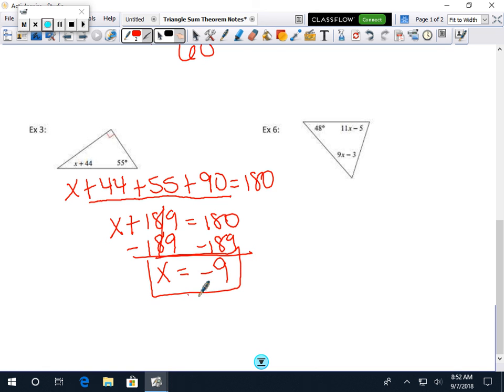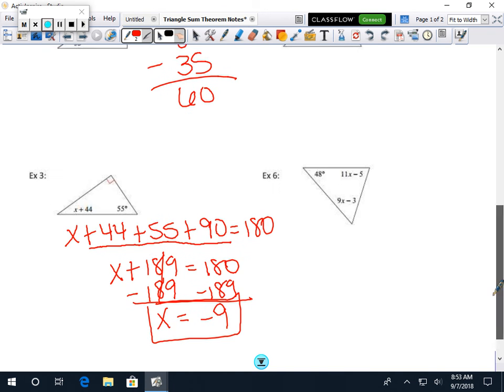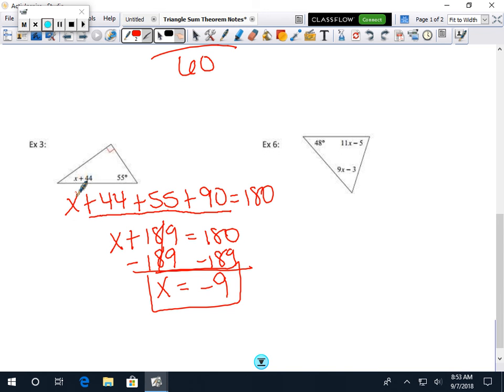On this problem, solving for x, I did get a negative number. If a problem where I got a negative was like example 2, you cannot have a negative angle. But on example 3 here, I'm solving for x. I didn't get a negative angle, I got a negative value for x.